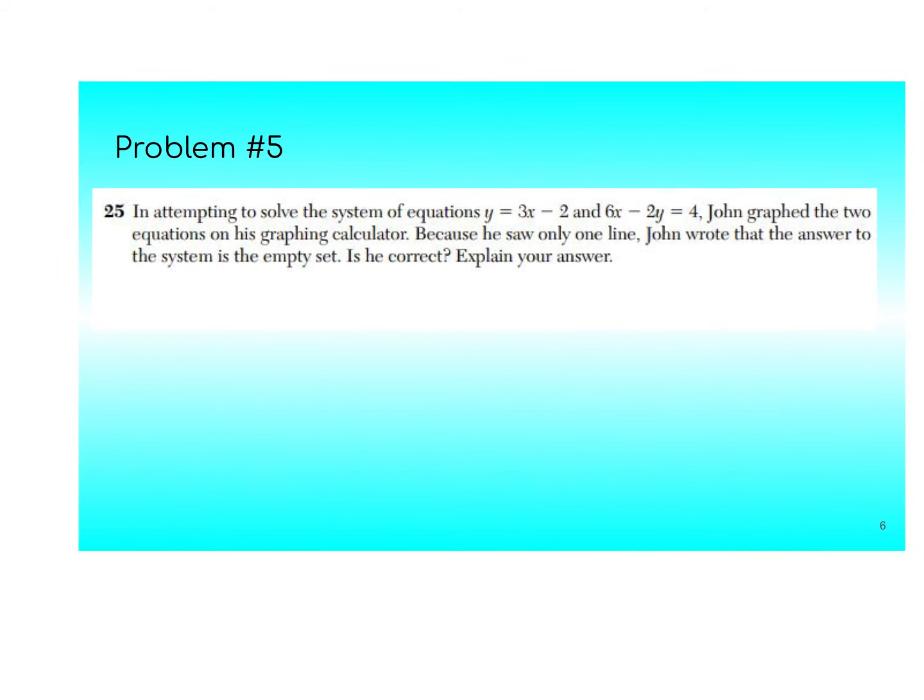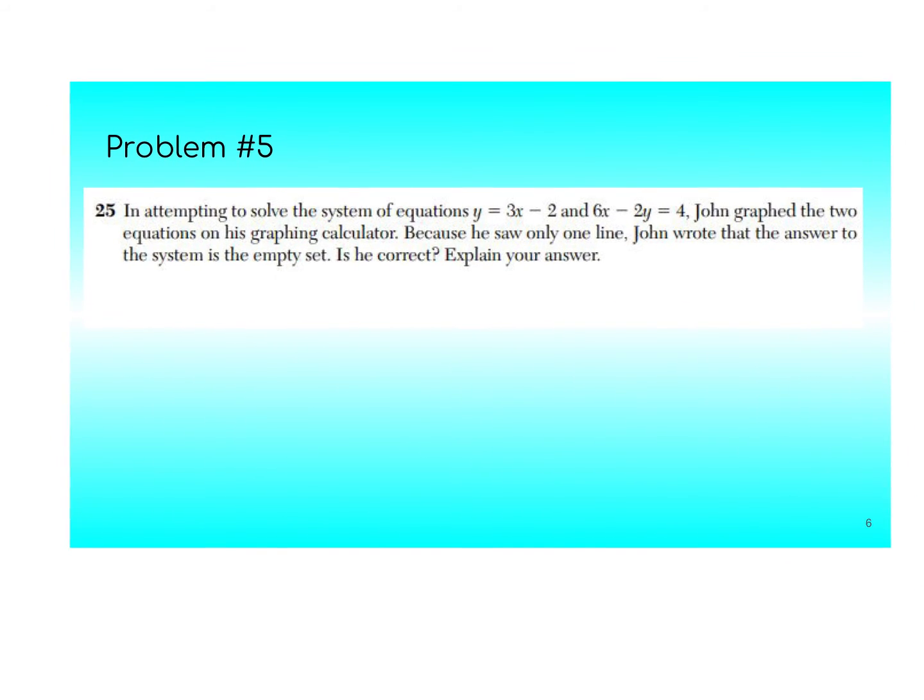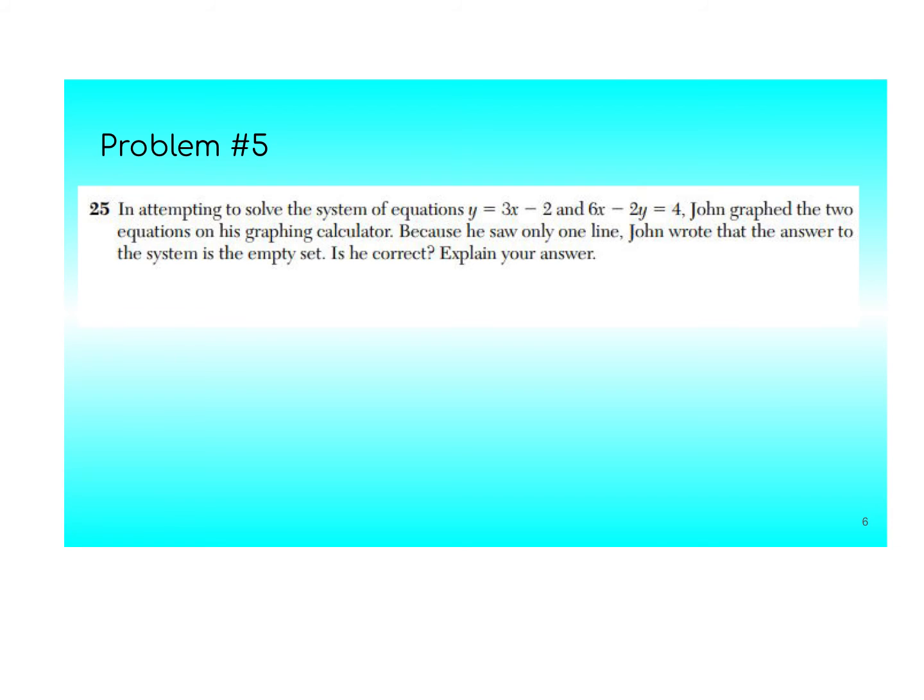Okay, the next one. In attempting to solve this system of equations, John graphed the 2 on his graphing calculator. Because he saw only 1 line, he said it was an empty set or no solution. Remember, that just means no solution. Is he correct? Explain. So there's a bunch of ways you can think about this. The best is to remember that if they are just 1 line, they land on themselves. So let's say this is equation number 1. Equation number 2 would be graphed right on top of it. And that would mean that there are infinitely many solutions. So infinite solutions is the correct answer.